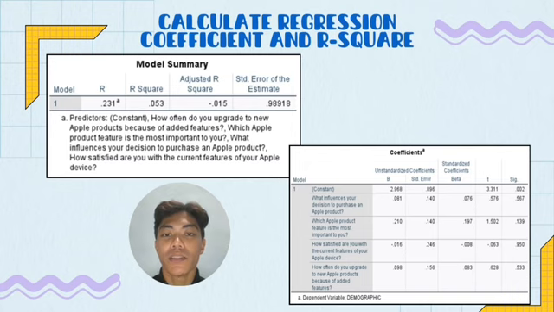Here is the summary of the findings. The R value is 0.231, indicating a weak correlation between the predictors and the dependent variable.